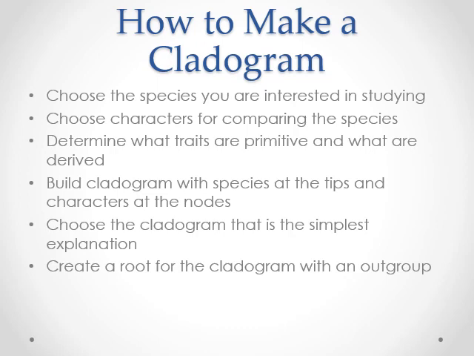You're going to choose the species you're interested in studying. You've got to figure out what characteristics you're going to use, and determine what traits are primitive and what are derived. Then you're going to build the cladogram with species at the tips and characters at the nodes. And then you figure out what's the simplest possible explanation.